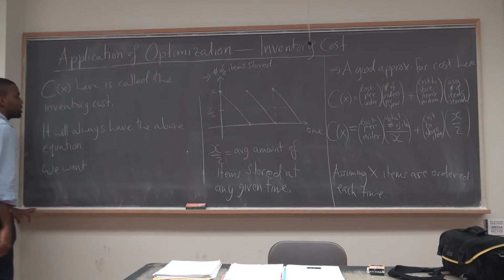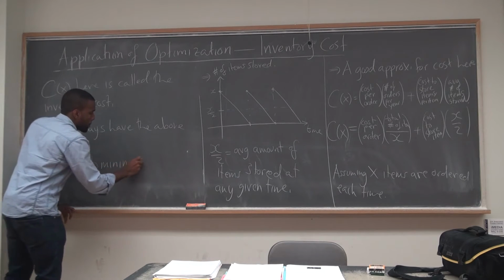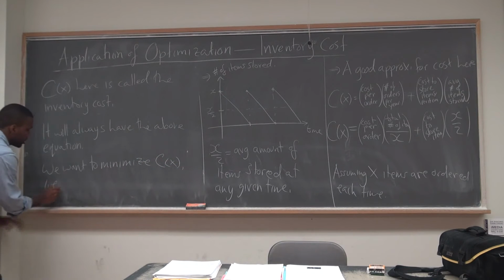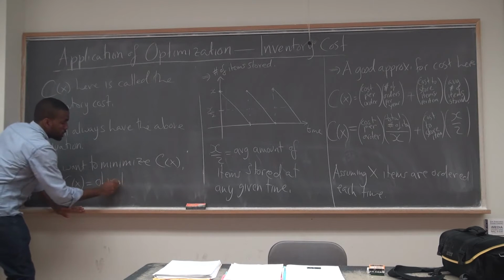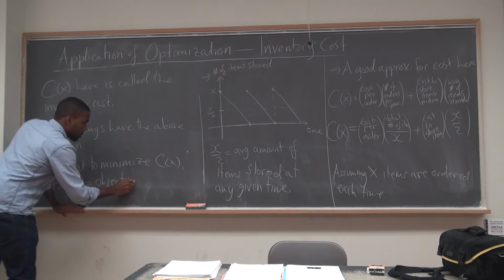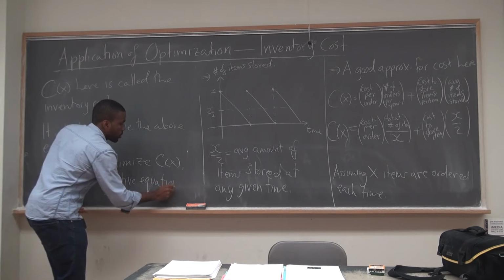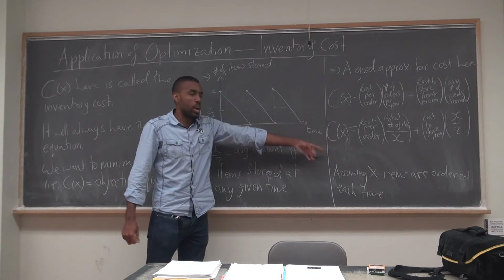What do we want to do with C of X? Minimize it. I.e., C of X is the objective equation in our optimization problem. So basically, if you have an inventory cost problem, then this equation brings you right to step 5.